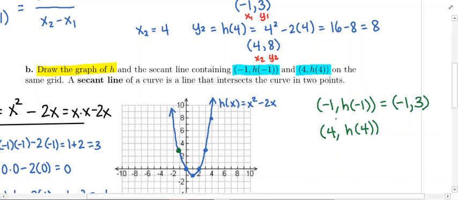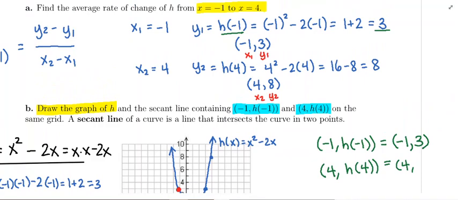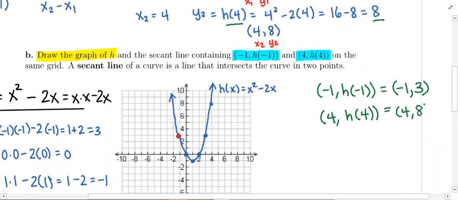So the other point that the secant line has to go through is 4, h of 4. Again, the x value is 4. h of 4 is referring to the y value when the x value is 4. We computed it above. h of 4 is 8. So this is talking about the point 4, 8. And on the graph, we already see that point. It's right here. So what you're supposed to do is draw a line between these 2 points.